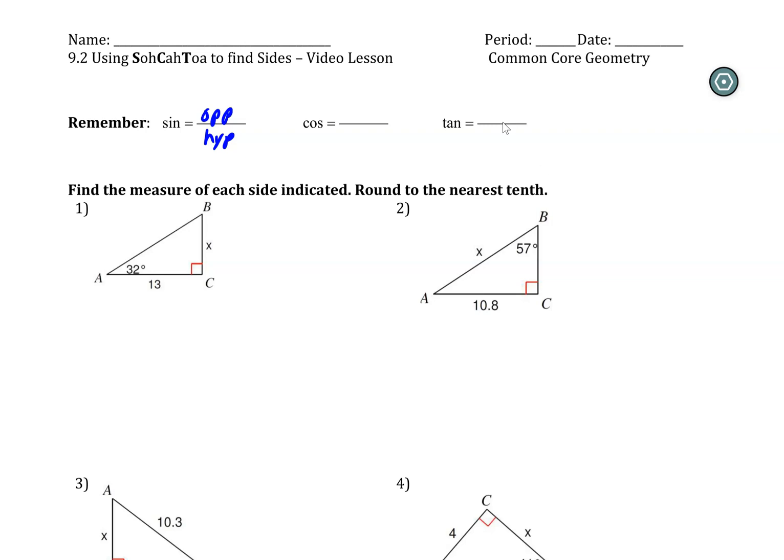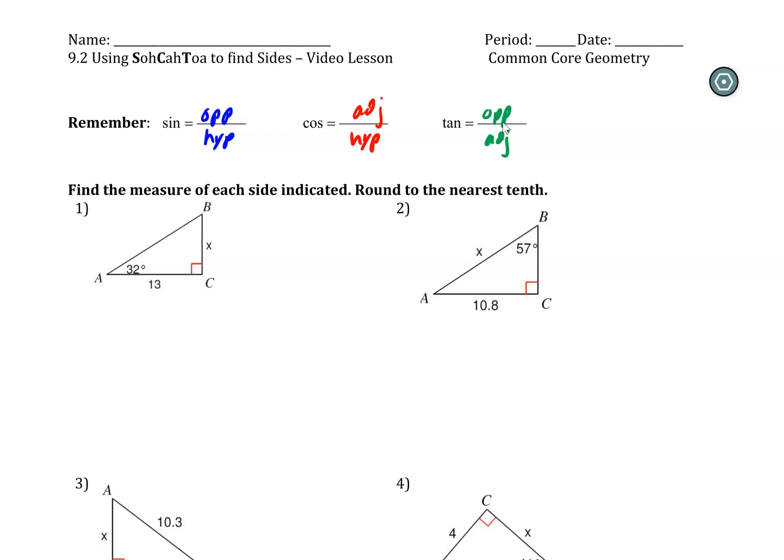Cosine, that's adjacent over hypotenuse. And the tangent relationship is opposite over adjacent. Again, that has to do with the relationship of what the sides have to the right triangle and with respect to the angle that you are referring to. So when doing this, it's all about referencing the correct angle and the sides accordingly.